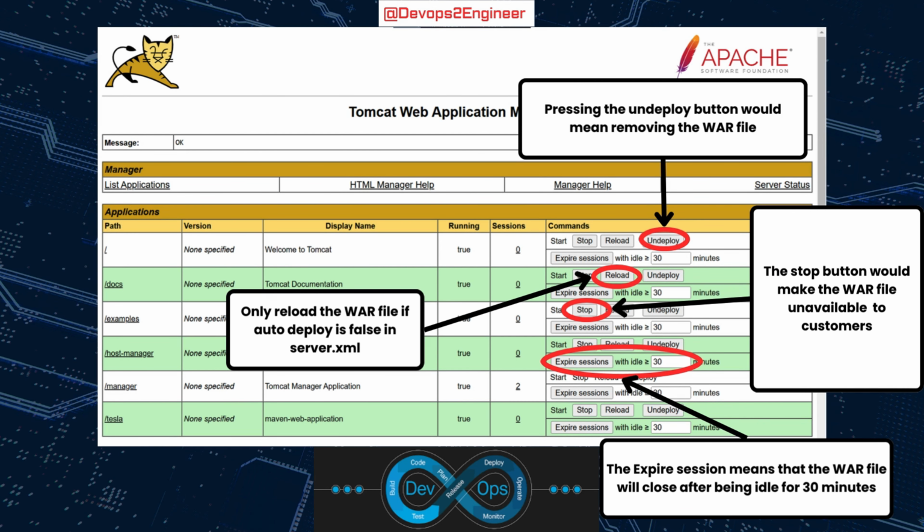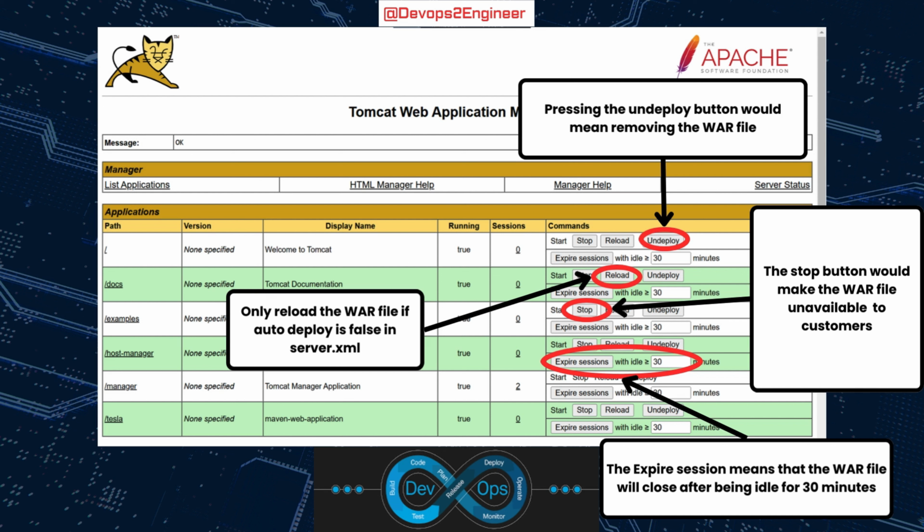Now, let's talk about the different buttons you would see when you have the Tomcat Web Application Manager access. The undeploy button, pressing it would mean removing the war file. Only reload the war file if auto deploy is false in server.xml. I'll show you what auto deploy is in a few minutes.